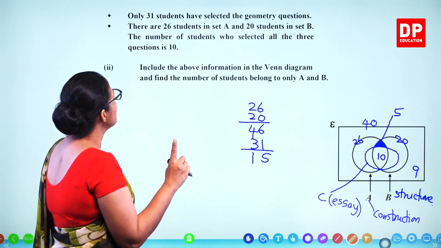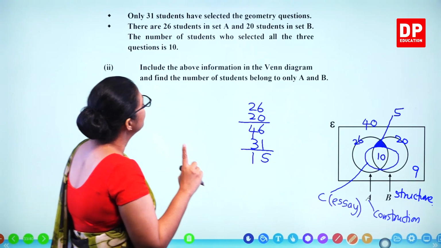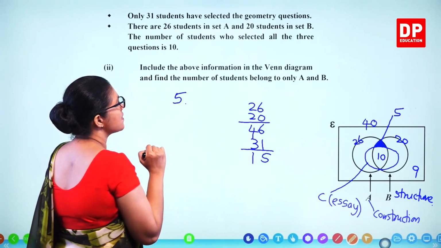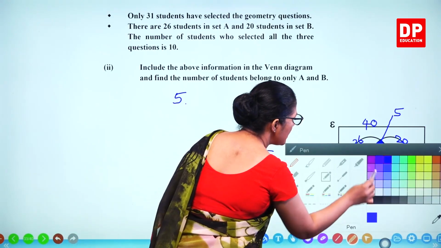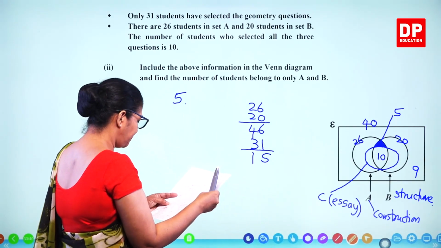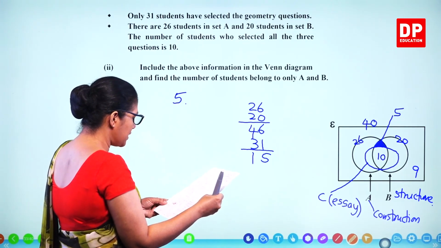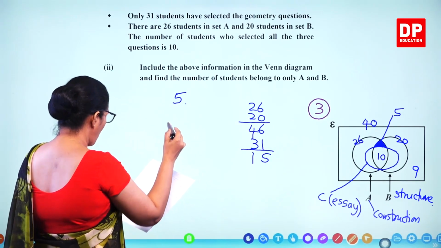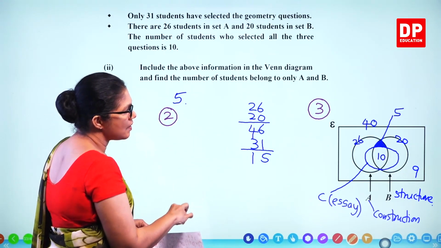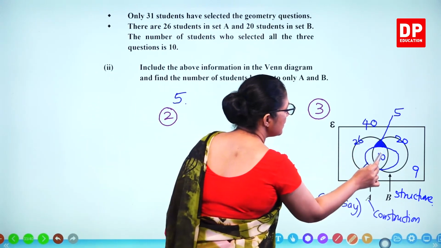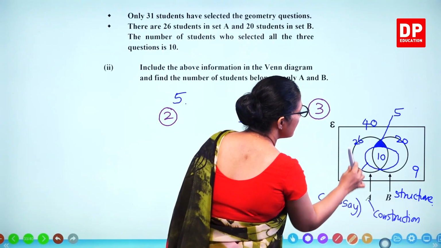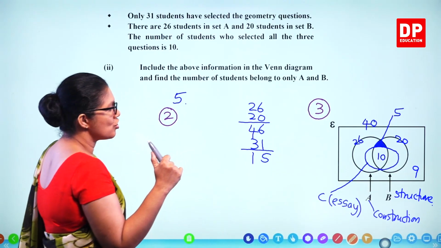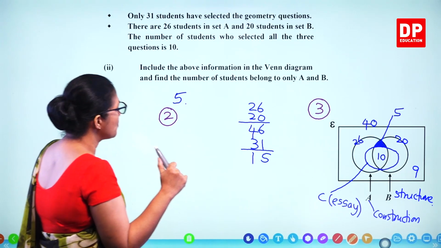So how many students belong to only A and B? So that's 5 students. So how many marks for this? You are getting 3 marks for the diagram and 2 marks for this part. But we can fill the other parts now. This is 5. This is 10. But we still can't find out this part and this part. So we need more information there. So we'll take the next part.